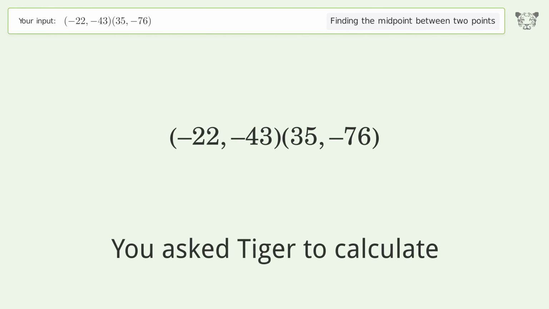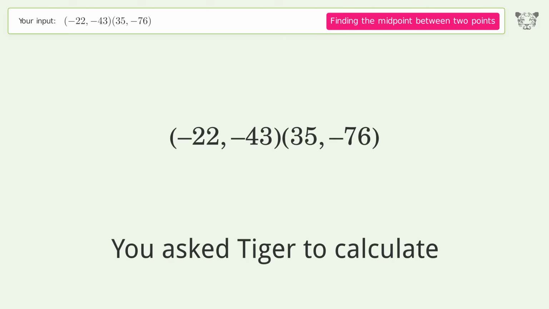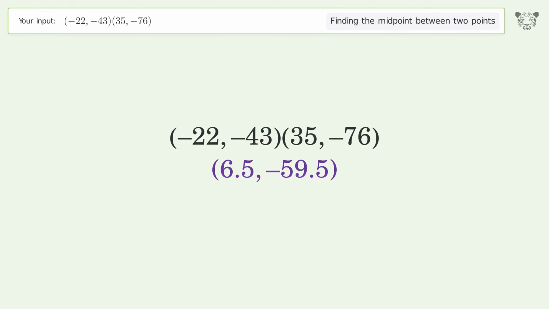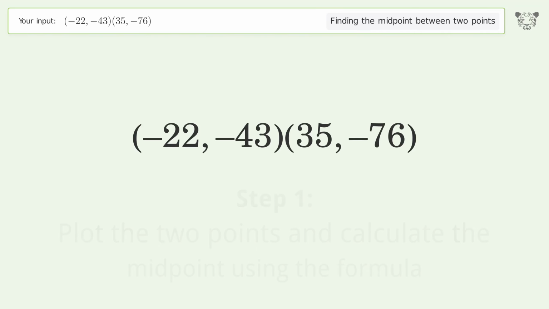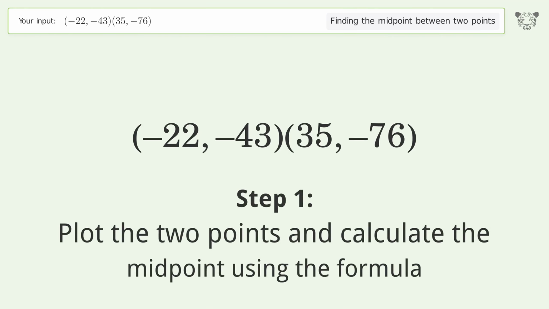You ask Tiger to calculate. This deals with finding the midpoint between 2 points. The midpoint between the 2 points is 6.5, negative 59.5. Let's solve it step by step. Plot the 2 points and calculate the midpoint using the formula.